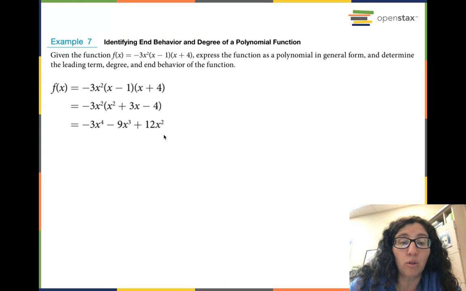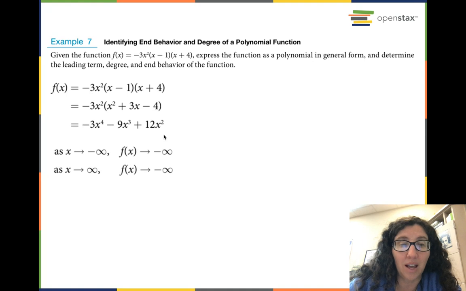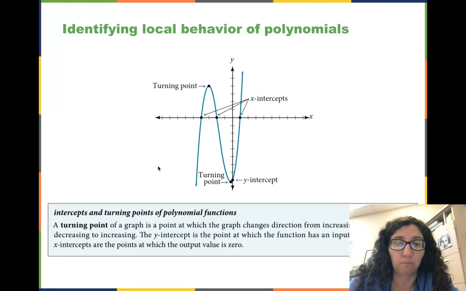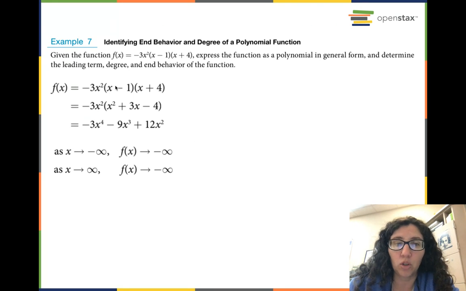If that looks like it might be confusing, you could pause and just make sure you get that same answer. All right, so now this is in general form. So what can we tell? It's an even power. It's an even degree polynomial with a negative coefficient. So this is going to be like x squared, except flipped, right? So as x goes to negative infinity or positive infinity, both sides are going to go down. And the leading term is this one. The degree is 4, and the end behavior we talked about.